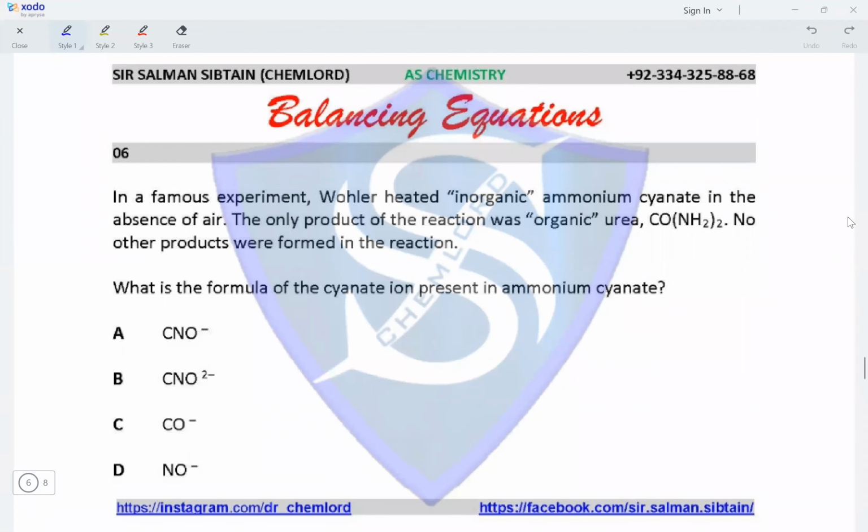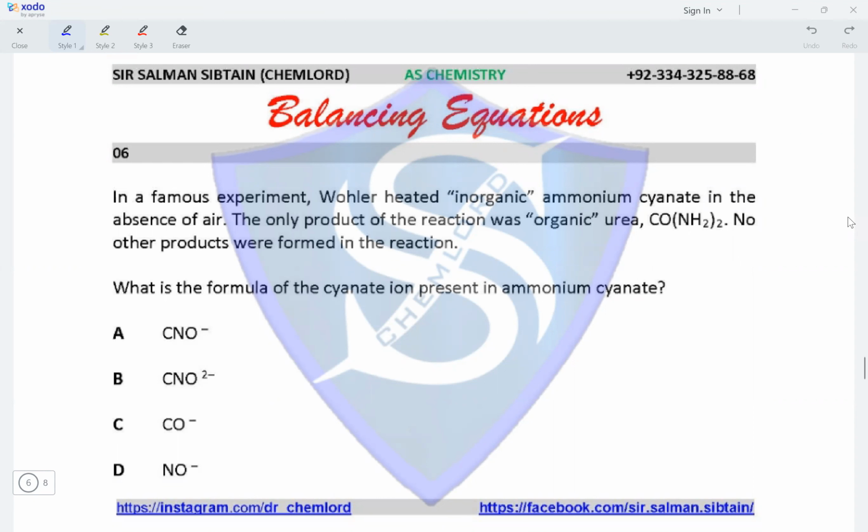Question 6. In a famous experiment, Wohler heated inorganic ammonium cyanate in the absence of air. The only product of the reaction was organic urea. No other products were formed in the reaction. What is the formula of the cyanate ion present in ammonium cyanate?